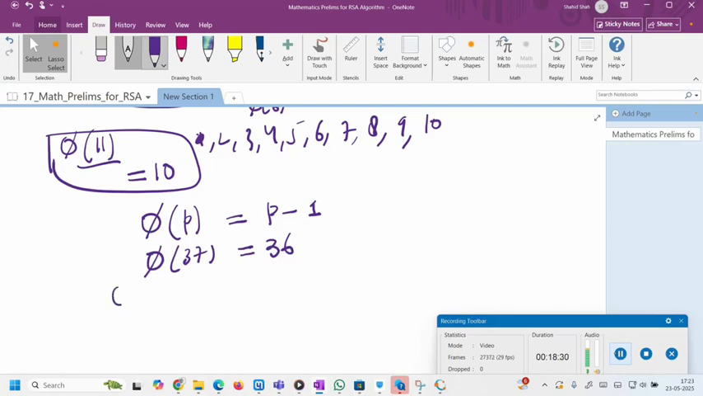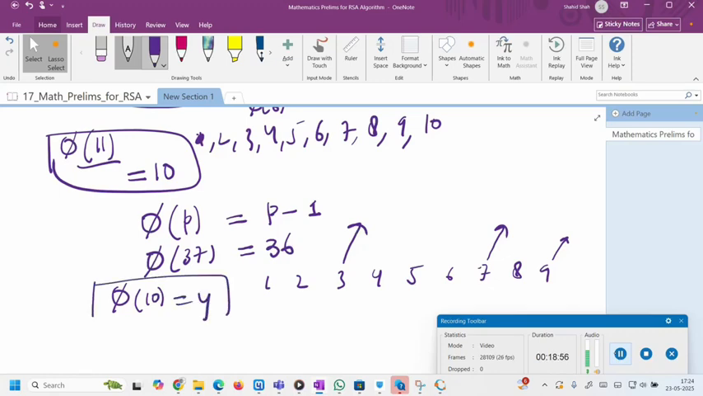Suppose someone asks you phi of 10, let's say. So you see 1, 2, 3, 4, 5, 6, 7, 8, 9. Okay, 9 is relatively prime with 10, 7 is relatively prime with 10, 3 is relatively prime with 10, and 1 is taken by convention. So 1, 2, 3, 4: phi of 10 is equal to 4.